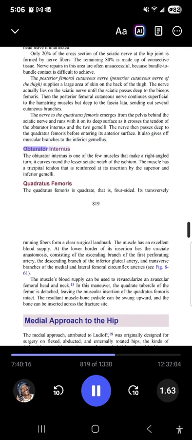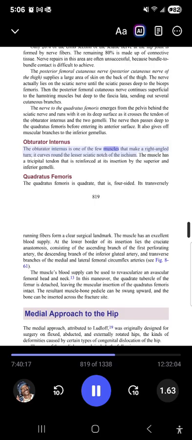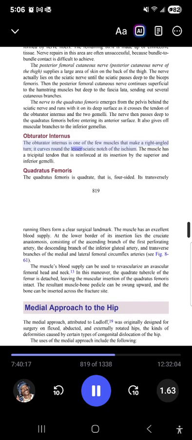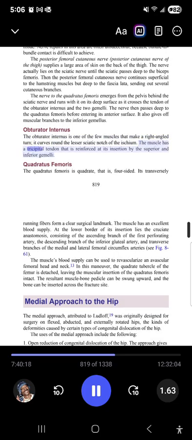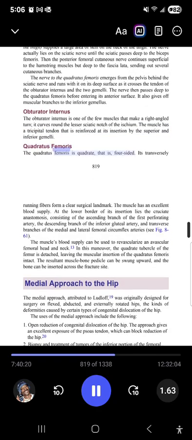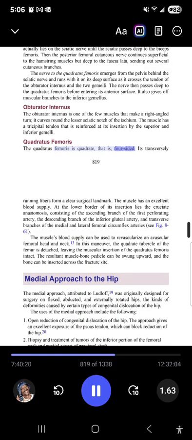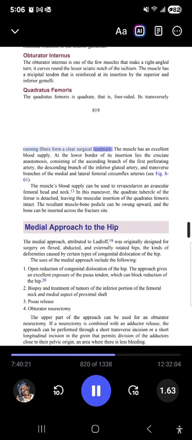Obturator internus. The obturator internus is one of the few muscles that make a right angle turn. It curves round the lesser sciatic notch of the ischium. The muscle has a tricipital tendon that is reinforced at its insertion by the superior and inferior gemelli. Quadratus femoris. Quadratus is quadrate, that is, four-sided. Its running fibers form a clear surgical landmark. The muscle has an excellent blood supply.